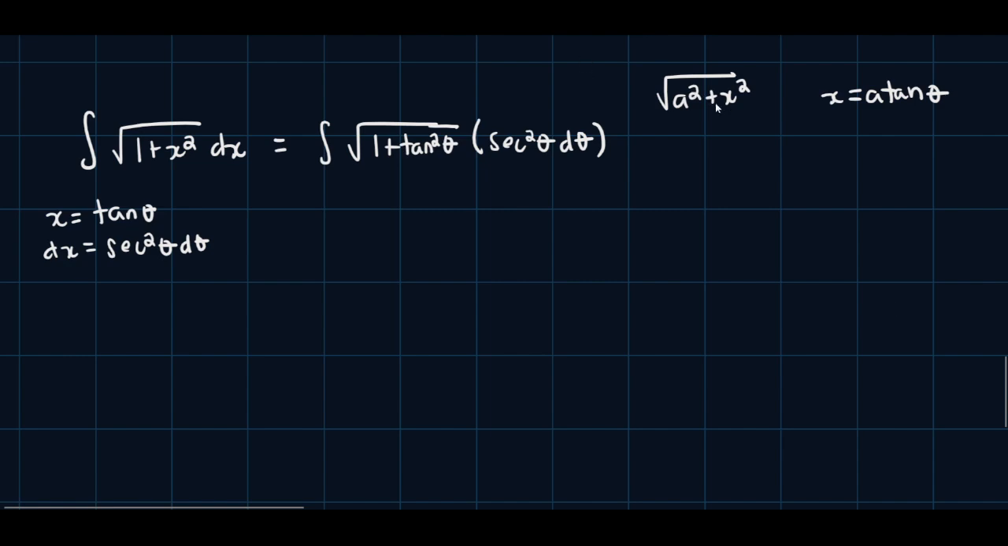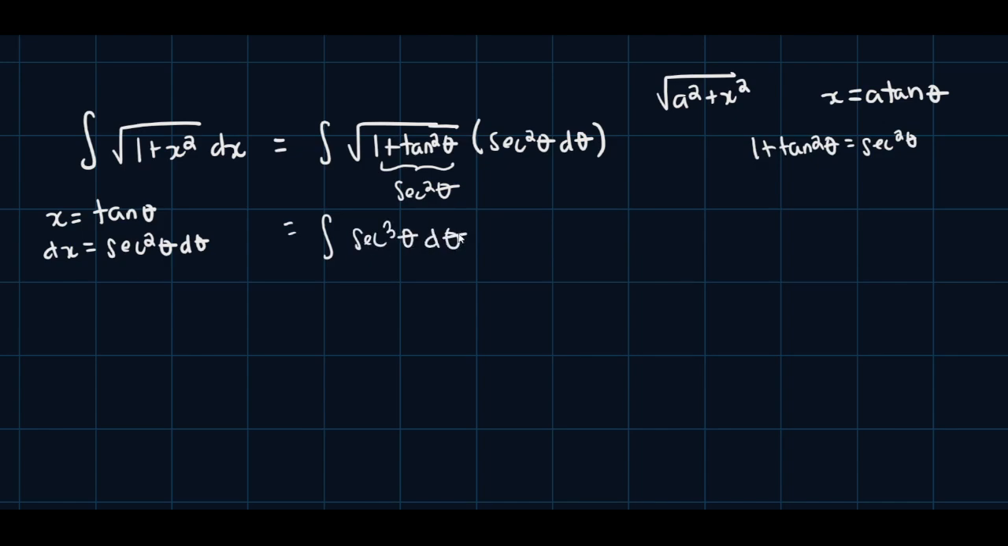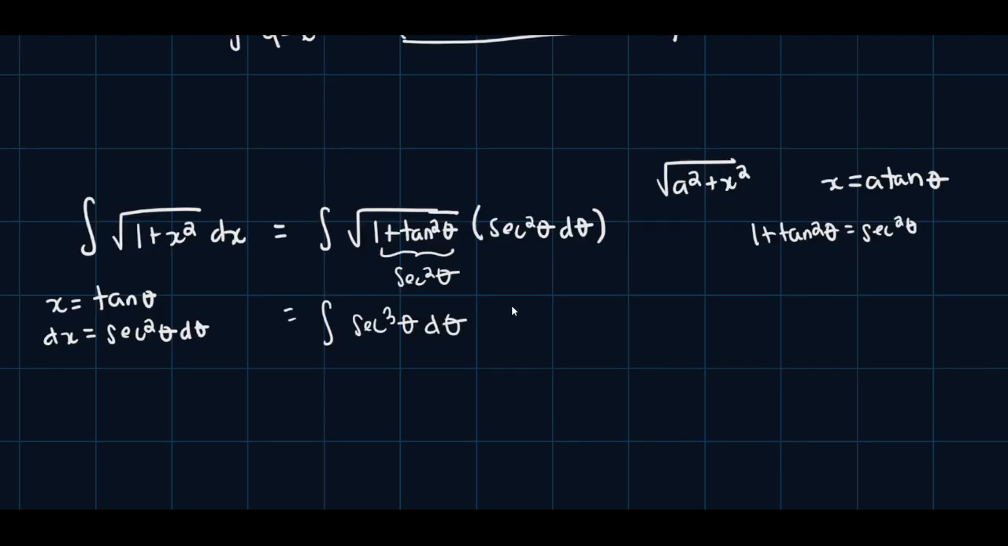Okay, then recall from the Pythagorean identity that 1 plus tangent squared theta is equal to secant squared theta. So this part here is secant squared theta. Or after extracting the square root, you have secant cubed theta d theta. Okay, so we're left with this integral. Now this integral will actually require us to use integration by parts. So this part here will actually require us to use IBP.